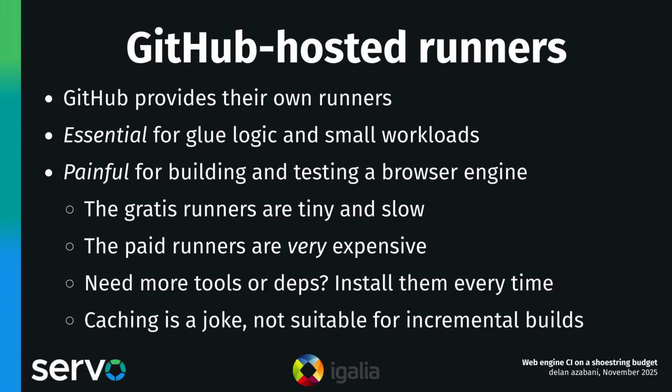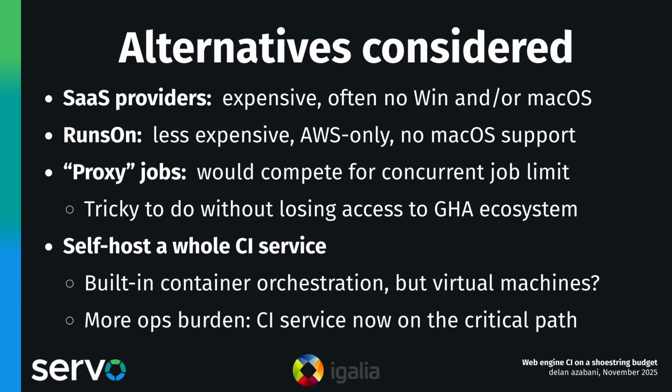There are also some caching features on GitHub Actions, but they're honestly kind of a joke. The caching performs really poorly, and there's not a lot you can cache with them. So in general, they're not really suitable for doing things like incremental builds. So we have all these slow builds, and they're getting slower, and we want to make them faster. So we considered several alternatives.